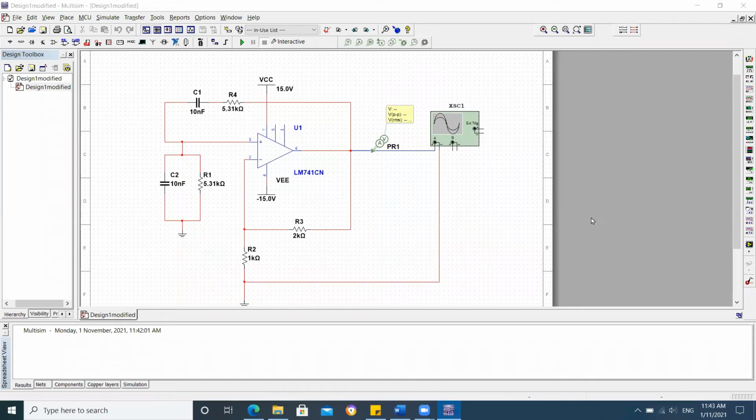This is the Wien bridge oscillator without amplitude stabilization circuit that has been constructed in Multisim. This is the RC network. C1 and R4 connected in series is the high pass filter, while C2 and R1 connected in parallel is the low pass filter. R3 is the RF and R2 is RA. Now we run the simulation.